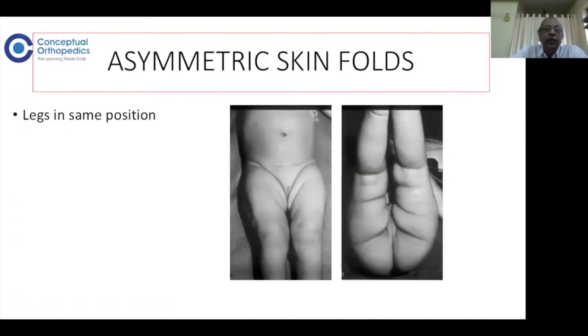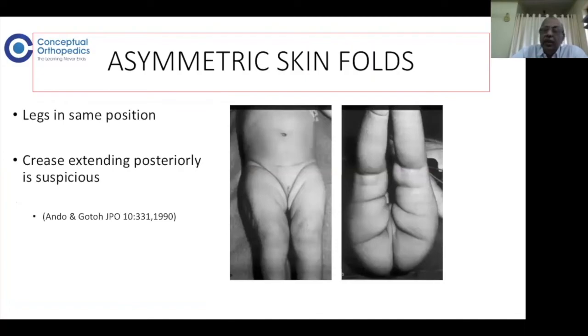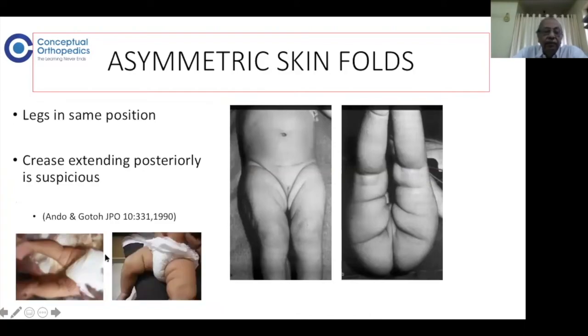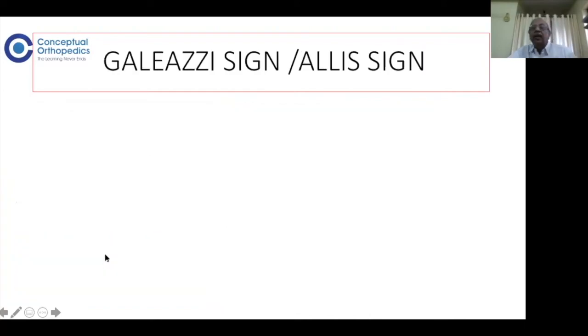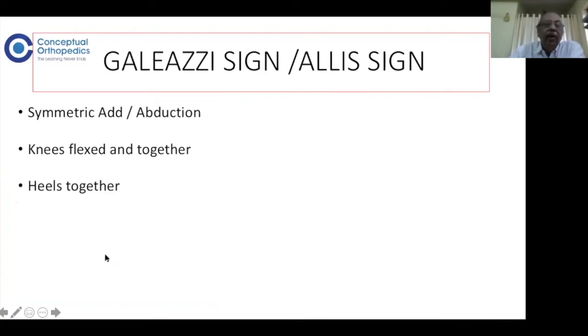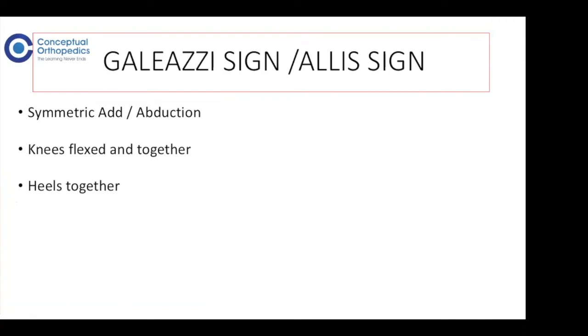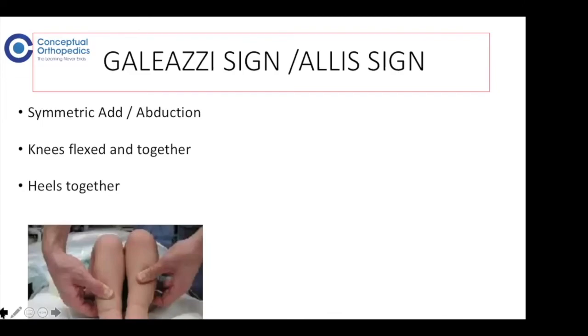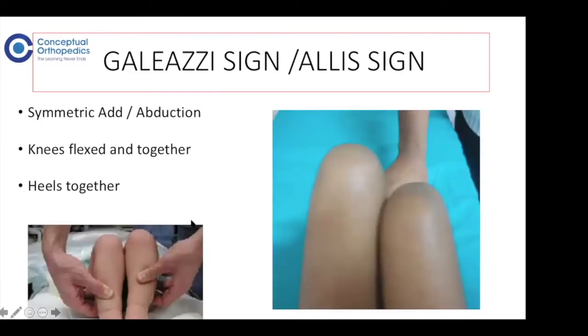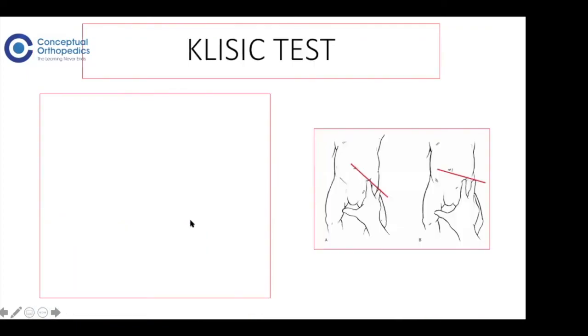Asymmetric skin folds: you keep the limbs in the same position and look for skin folds. If the crease extends posteriorly, you are more suspicious. And again, you look at the gluteal folds also. There will be asymmetry of the gluteal folds. Then the Galeazzi or Allis sign: you keep the knees flexed and together, heels at the same level, symmetric adduction and abduction, and look at the height of the knees. You find that there will be shortening on the affected side.